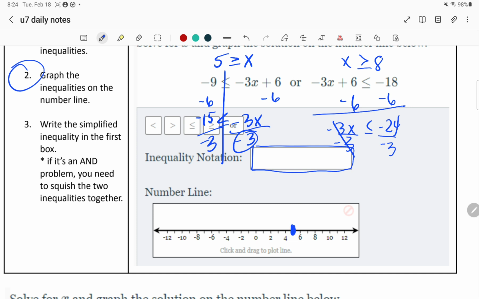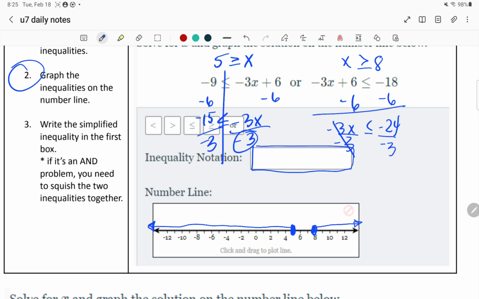And I'm saying 5 is greater than x. 5 is greater than 4 and 3 and 2 and 1. So those are numbers that I need to have under my line. So this is going to go off to the left. x is greater than or equal to 8, so I'm going to put a closed circle on 8, and I'm looking at numbers bigger than 8, so that's going to go off to the right.